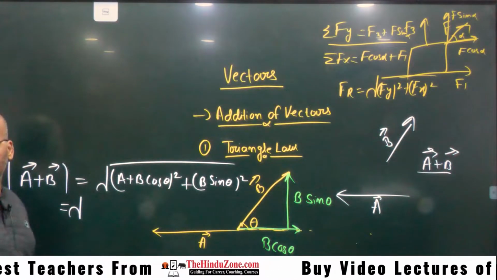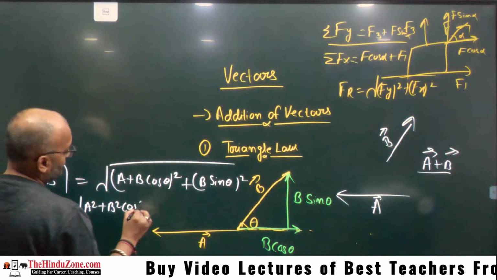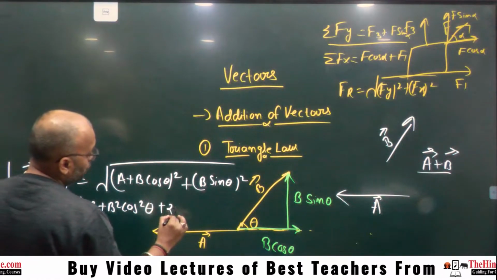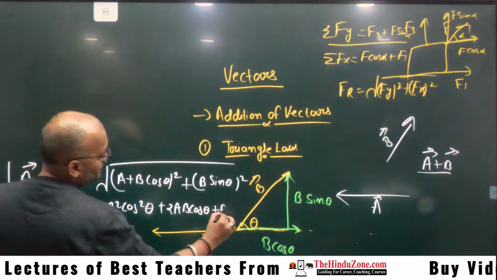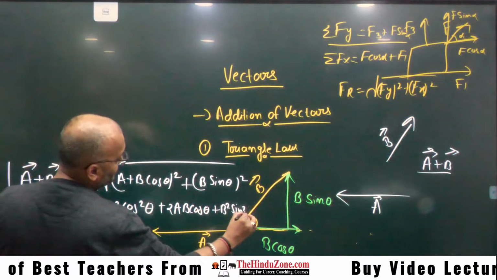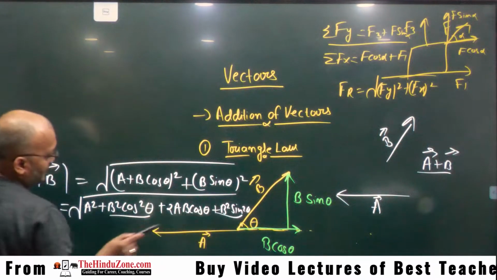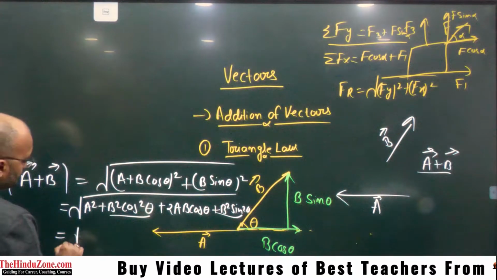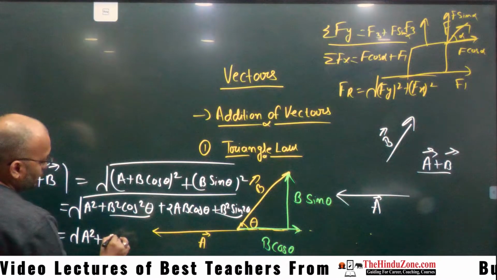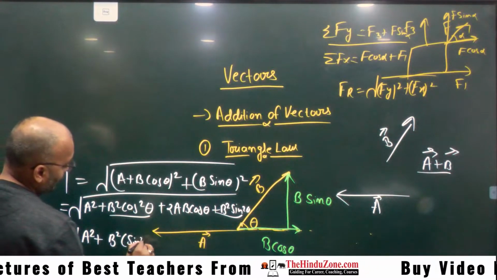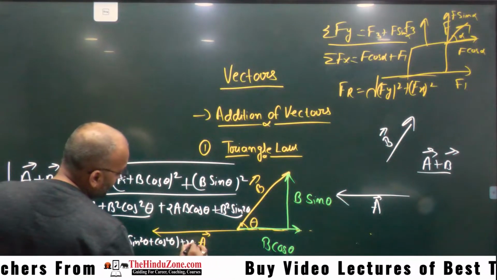So this will become what? A plus B cos theta whole square, A square plus B square cos square theta plus 2AB cos theta, and what will this become? B square sin square theta, under root. Please club up the B square terms. Taking B square common, you will get sin square theta plus cos square theta.